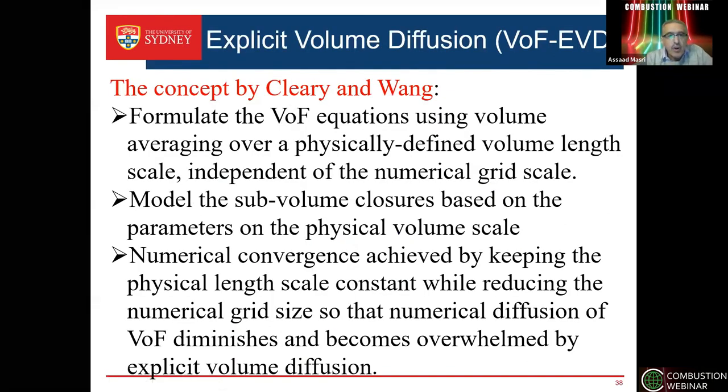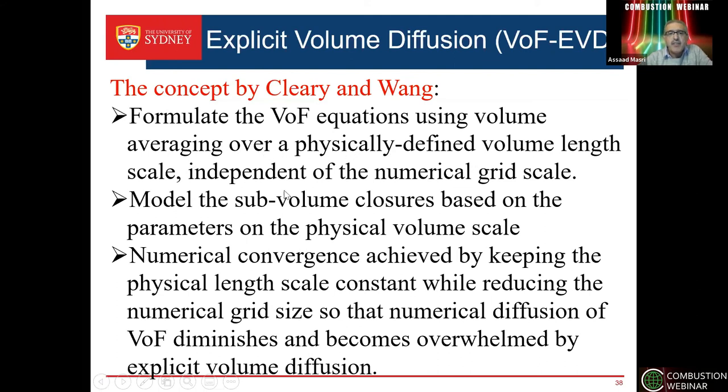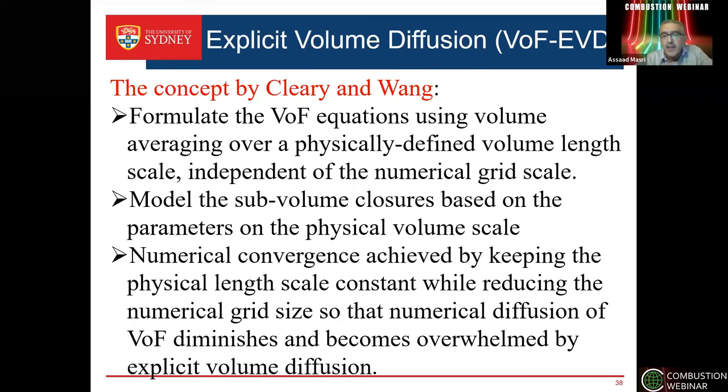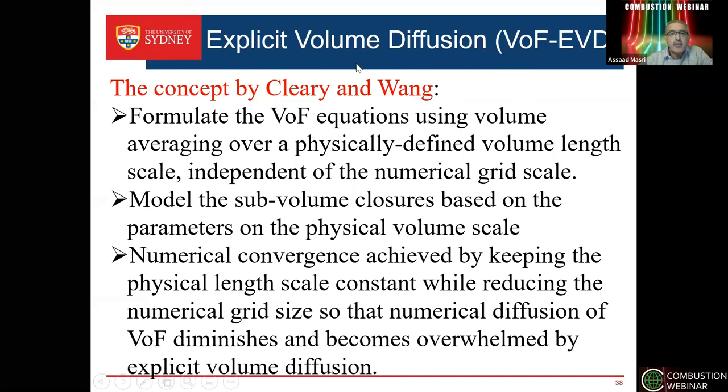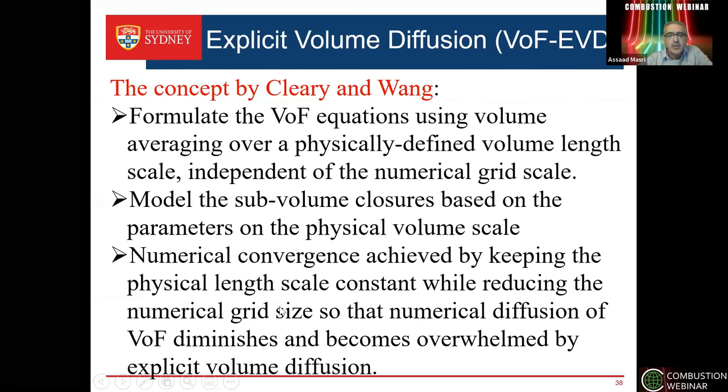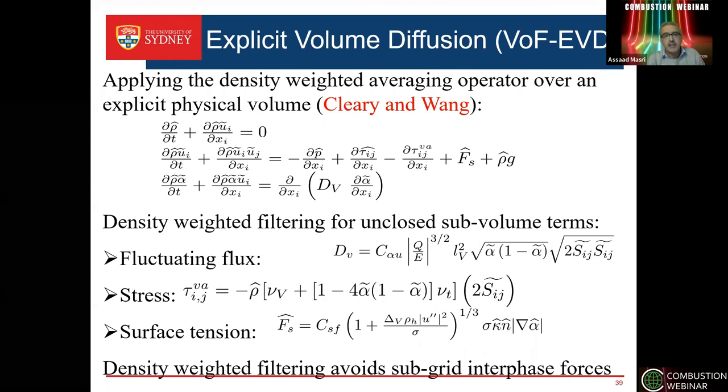So with that, a new concept has been developed by our group, namely by Professor Matt Cleary and postdoc Bozen Wang. This is fairly recent and it's still evolving, but essentially, I'll go quickly through the key steps. We formulate a VOF equation using volume averaging over a physically defined volume length scale independent of the numerical grid scale. So essentially, it's a thickening approach, not unlike what's used in combustion with respect to thickened flames, except that here it's relevant to the interface only. Now we model the sub-volume closures based on relevant parameters, and then numerical convergence is achieved by keeping the physical length scale constant while reducing the numerical grid size, so that numerical diffusion decreases and becomes overwhelmed by explicit volume diffusion.